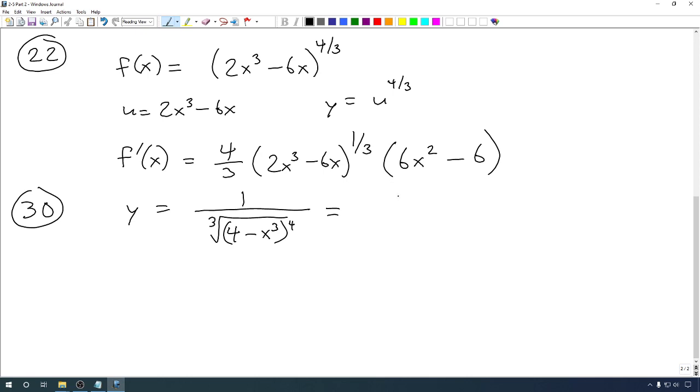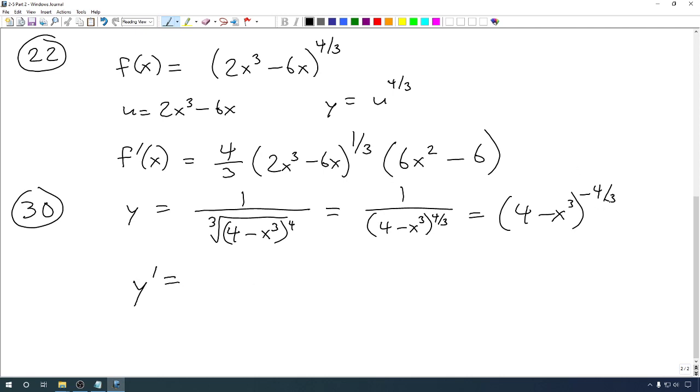So if we write this out in a few different steps, maybe the way we might think about it is that the cube root of this to the 4th power is that stuff to the 4/3 power, and then that 1 over that means that we have 4 minus x cubed to the negative 4/3 power. And now it actually looks very similar to what we have up there. Just we have a negative power instead of a positive power, and a slightly different function inside of there. And so we're going to do exactly the same thing. Differentiate this using the general power rule.